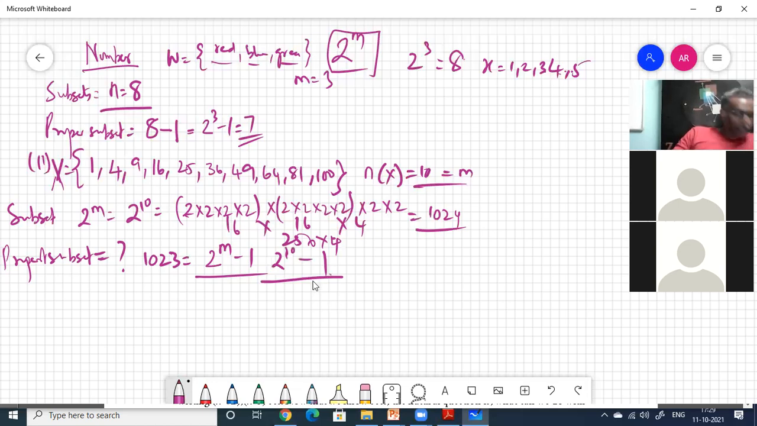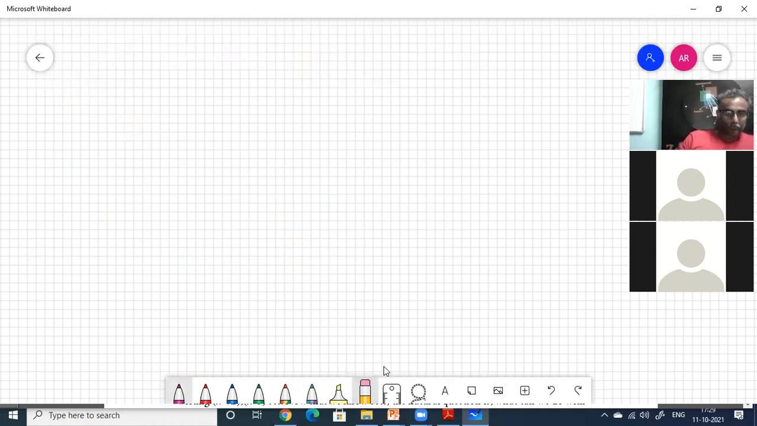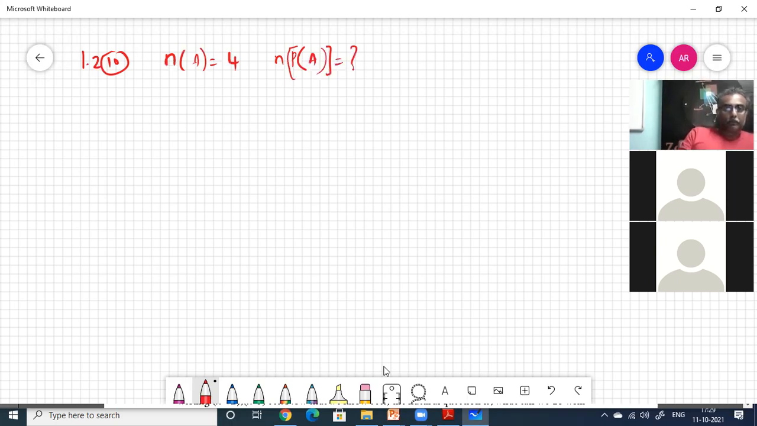Okay, 9 sum over. Now let us do 10 sum. If n of A is equal to 4, find n of P of A. n of A is 4. n of P of A is how much? 2 to the power of 4. How much is that? 16. Very good.